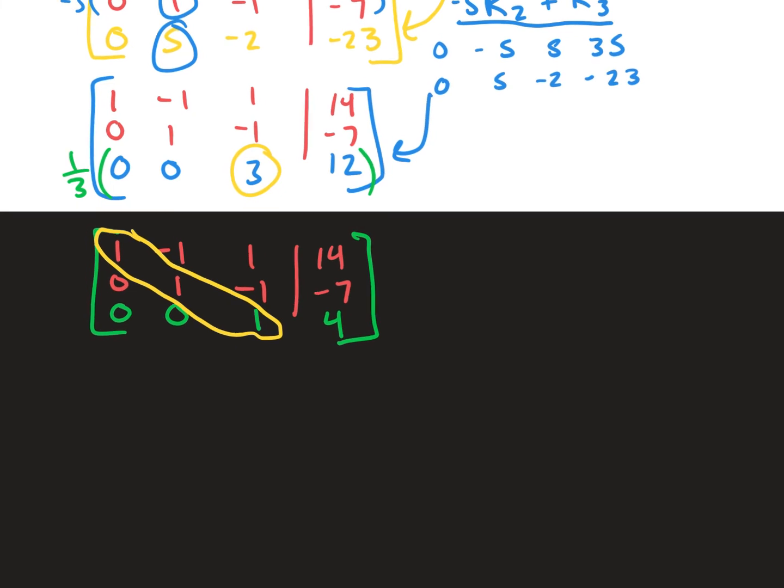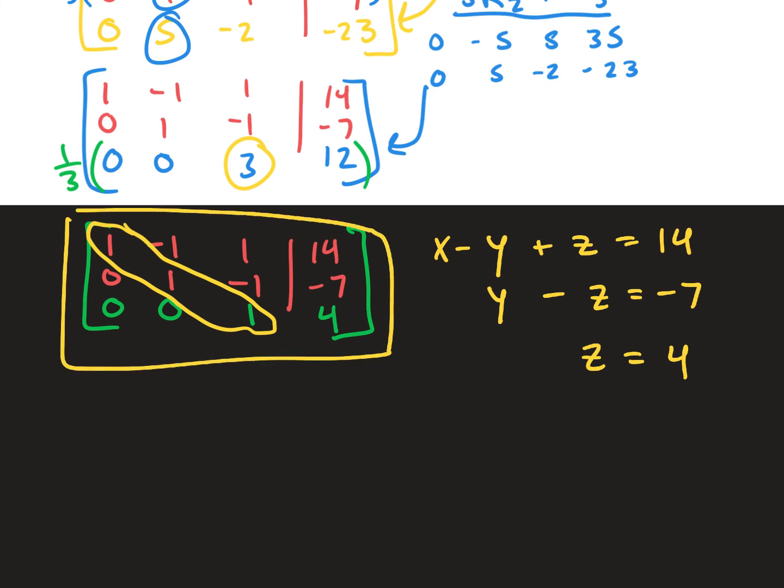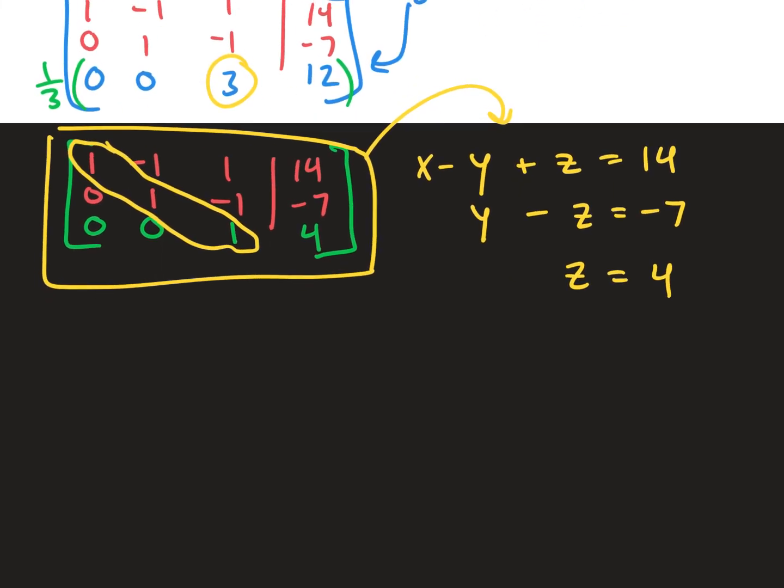So once I get to this step, I can plug it into my variable equation and solve using back substitution. So what would my first equation be? X minus y plus z equals 14. What's my second equation? Y minus z equals -7. And my third? Z equals 4. So this is row echelon form. This is part of your answer. You have to get to this step to then plug it in here. The second part of the answer is to actually solve for x, y, and z.